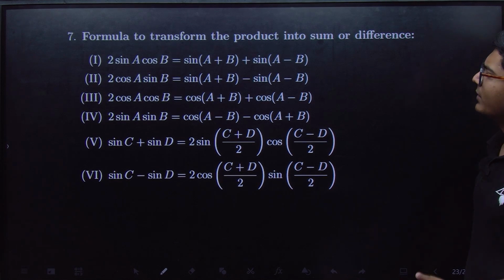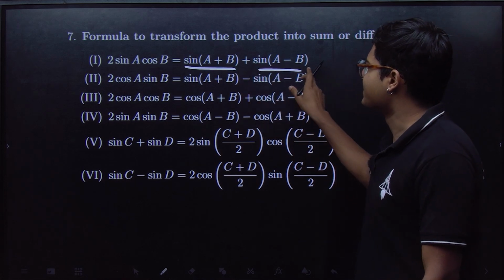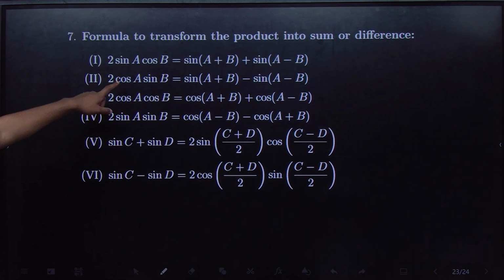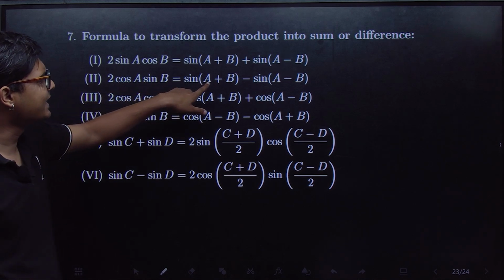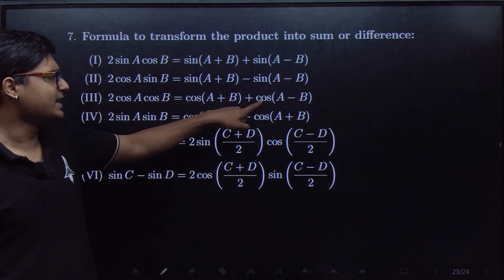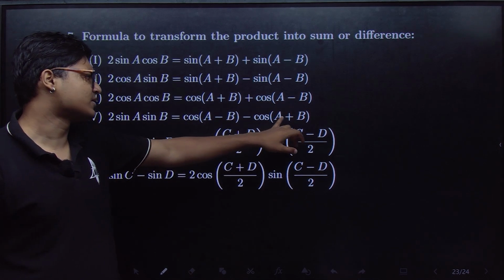Next thing is formula to transform the product into a sum or difference. So 2 sin a cos b is nothing but sin a plus b plus sin a minus b, right? Second one is 2 cos a sin b is nothing but sin a plus b minus sin a minus b, right? 2 cos a cos b is cos a plus b plus cos a minus b. 2 sin a sin b is cos a minus b minus cos a plus b.